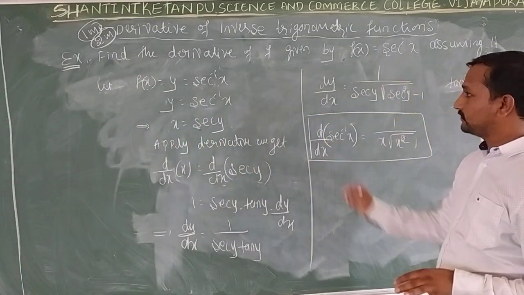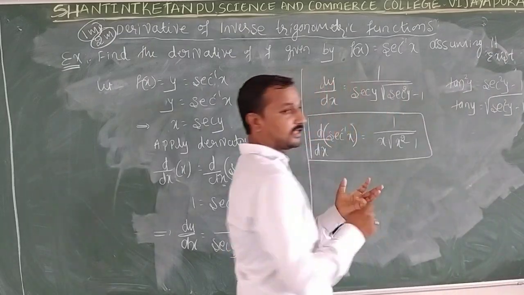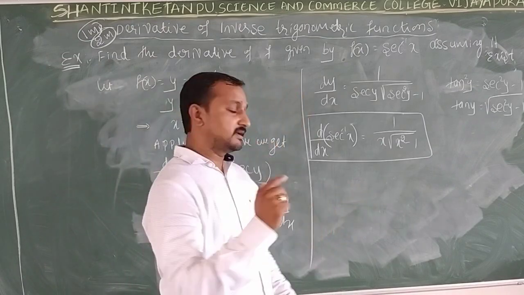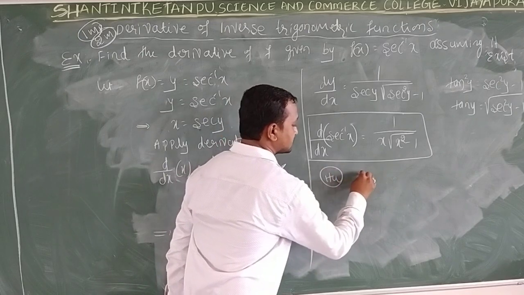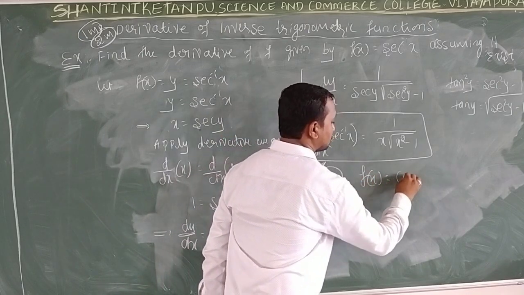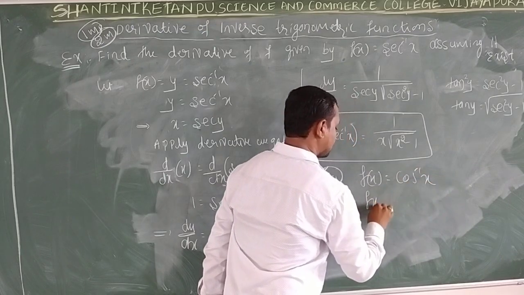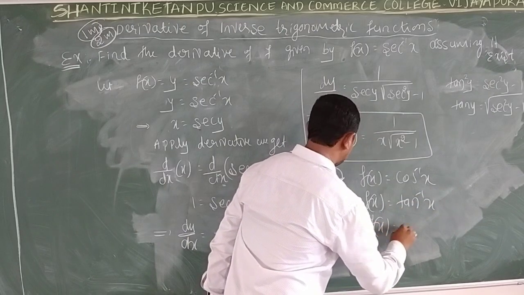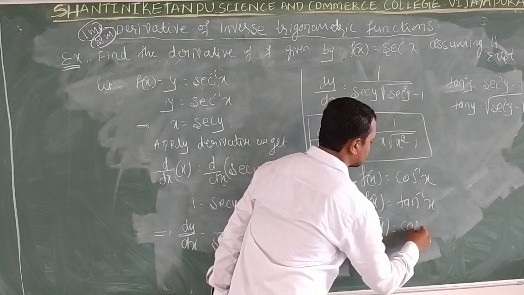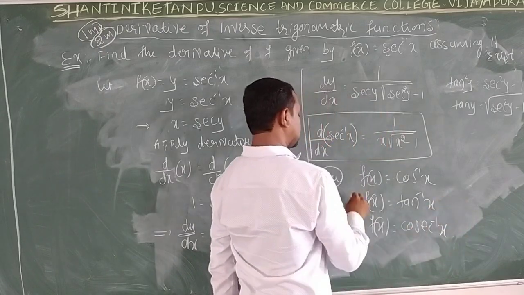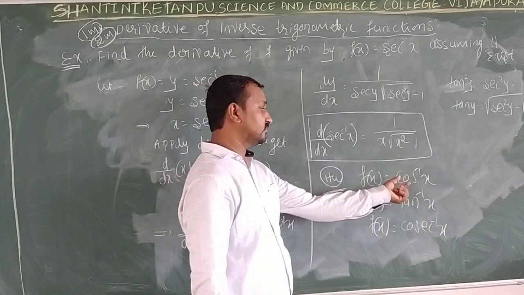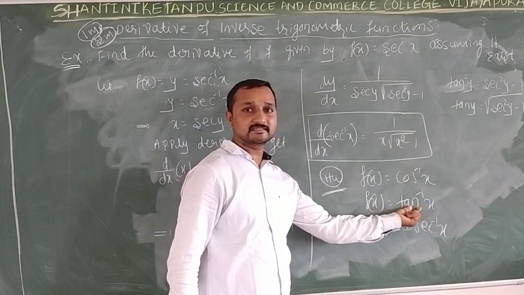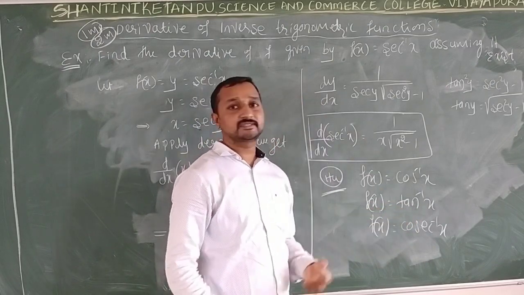So already we solved the derivative of sin inverse of x, cot inverse of x, and sec inverse of x. And your work is f of x equal to cos inverse of x, f of x equal to tan inverse of x, and cosec inverse of x. Same method as sin inverse of x is for cos inverse of x, same method as cot inverse of x is for tan inverse of x, and same method as sec inverse of x is for cosec inverse of x.